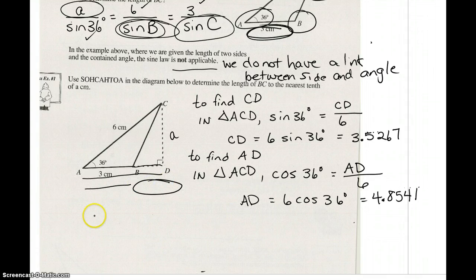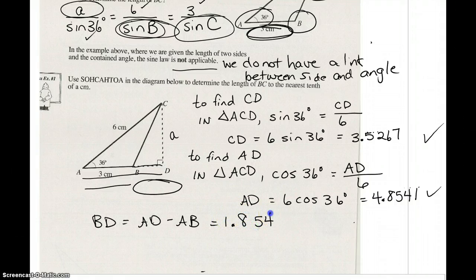So how do I do that? I go BD equals AD minus AB equals, well, when we put this number and this number together and subtract it, we end up with 1.8541. Now I have this side. Great. Not quite done.